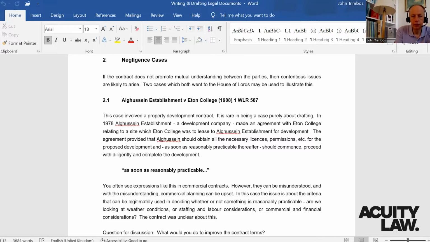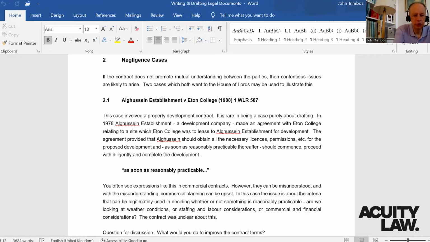Now, there are certain pitfalls that we need to avoid. So I'm going to now move on to a couple of negligence cases, just to identify some traps to avoid, and that will keep you on the straight and narrow. To be fair, there aren't that many negligence cases against law firms arising out of poor drafting. You get the odd one, and it does tend to be expensive when things go wrong.